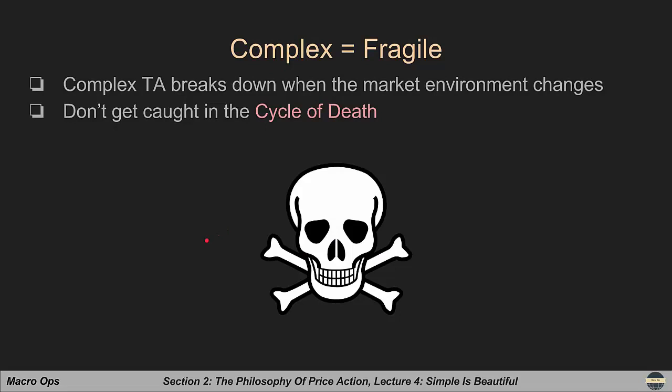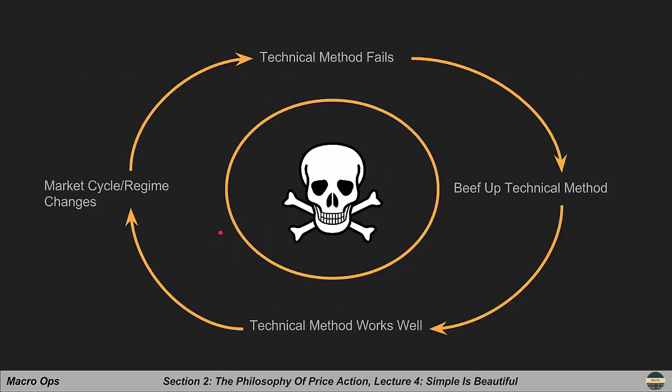And if you're the person that likes to make stuff more complex than what it needs to be, you have a risk of falling into what we call the cycle of death. So the cycle of technical death is usually in this fashion. We see a technical method not working out as well as someone would like, or maybe it's completely failing them. So they try to beef it up, right? They move down the cycle to this part.